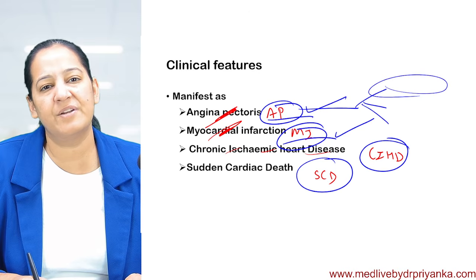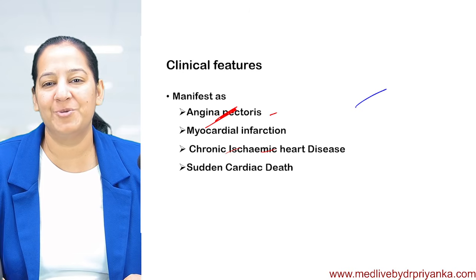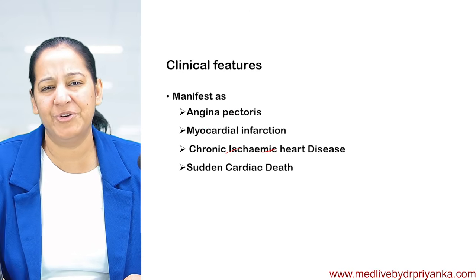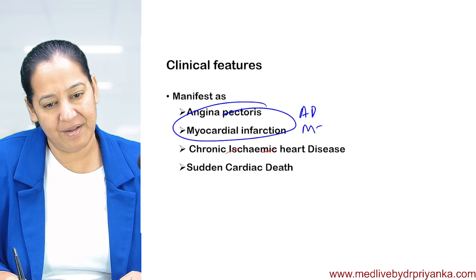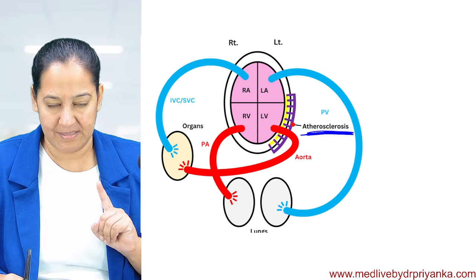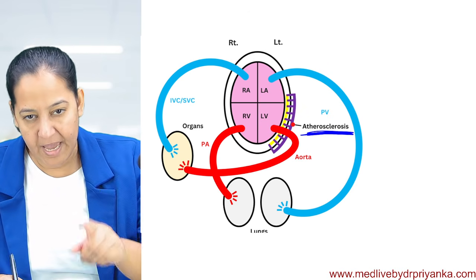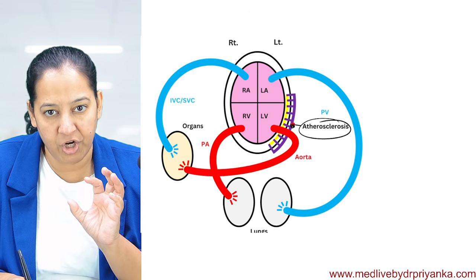Why? And what is the difference between angina and MI? Does anyone know? I do not want to teach you pathology over here, but broadly you should know the difference between angina pectoralis and myocardial infarction. In both of them, the coronary has atherosclerosis. Can you see the coronary? Appreciate the coronary. In angina, it's partial obstruction.